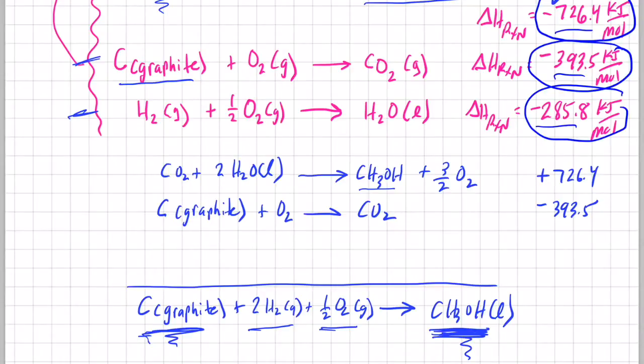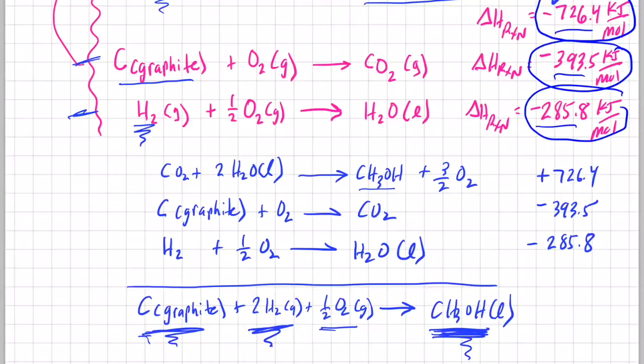All right, now I need to get H2 on the left-hand side, and my third equation has H2 on the left-hand side. So I'm not going to turn that around either. I'm going to write it exactly as it's written. H2 plus a half of an O2 makes H2O. That's the heat of formation of liquid water. And that's negative 285.8.